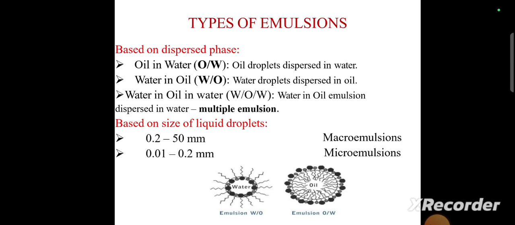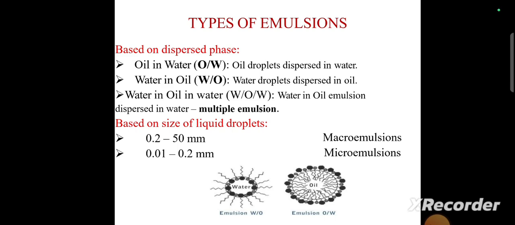Multiple emulsions में भी दो रहते हैं, जैसे कि first is water in oil in water and second is oil in water in oil. ठीक है, जो water in water रहते हैं वो water in oil emulsion रहते हैं जो dispersed होते हैं water phase में. ठीक है, basically water in oil in water type emulsion कहाँ use होता है? हमारे injectable formulations में.